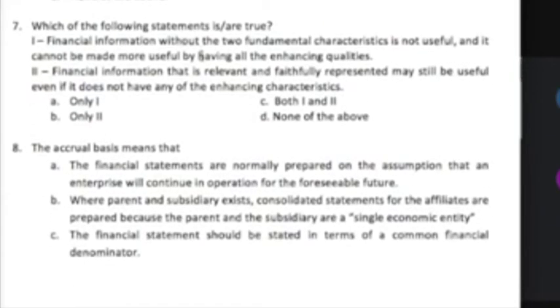Number 7. Which of the following statements is or are true? Letter C, both 1 and 2. Statement 1. Financial information without the two fundamental characteristics is not useful, and it cannot be made more useful by having all the enhancing qualities. Statement 2. Financial information that is relevant and faithfully represented may still be useful, even if it does not have any of the enhancing characteristics. So your answer is both 1 and 2.